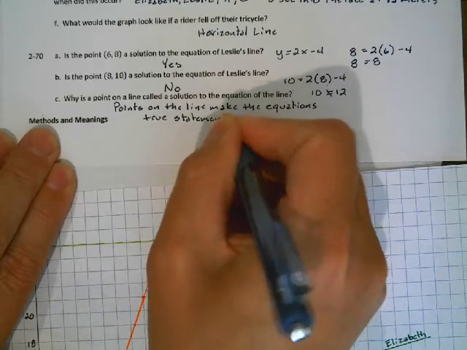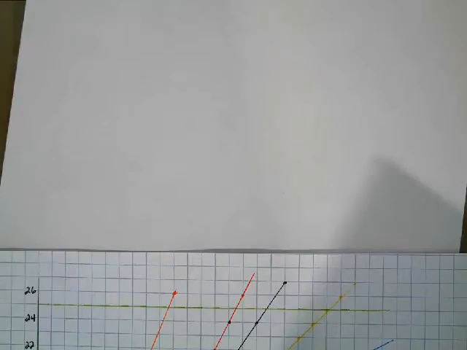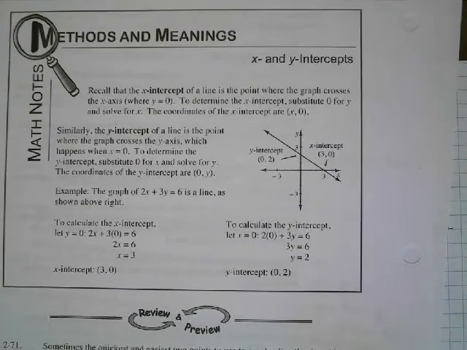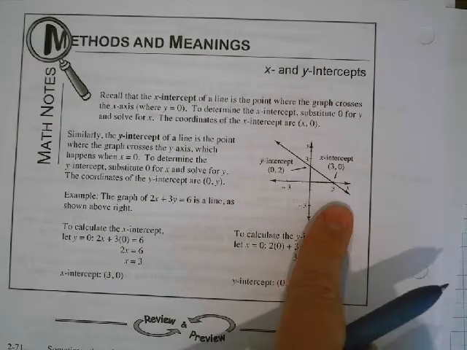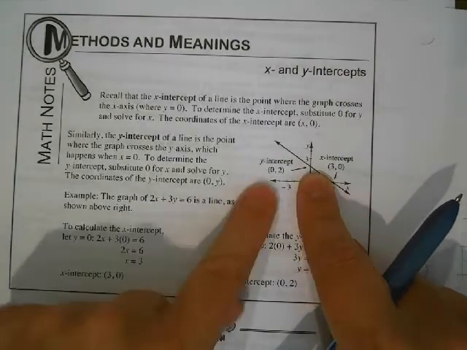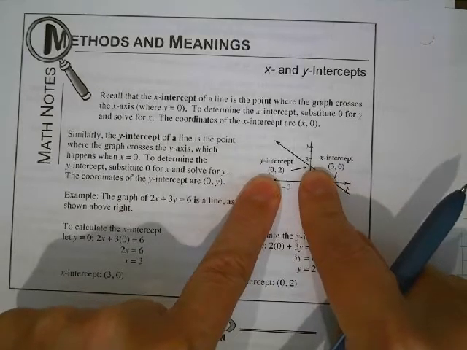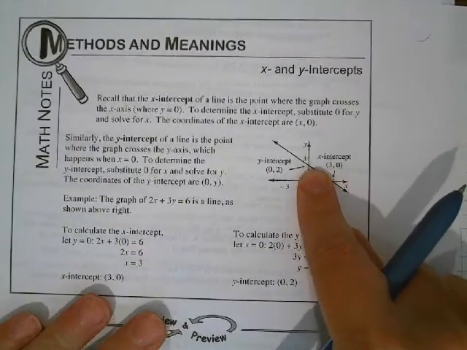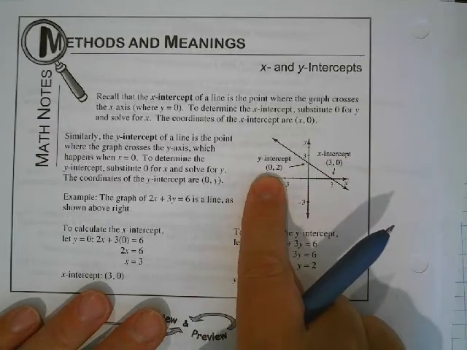All right, we got one last thing to cover really quick. We've got our methods and meanings. So in our methods and meanings for today, we're going to look at the x and the y intercepts. So they were very nice and they gave us a graph here. So we've been talking about y-intercepts quite a bit. A y-intercept would be crossing right there. Notice that the x value is 0 and the y value is 2. Anytime you have a y-intercept, the x value is always 0.